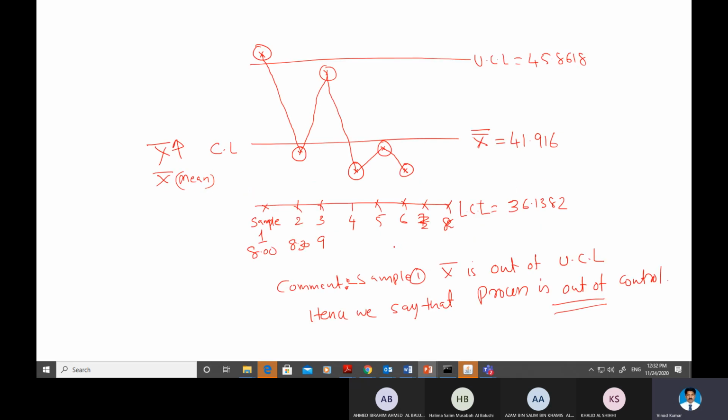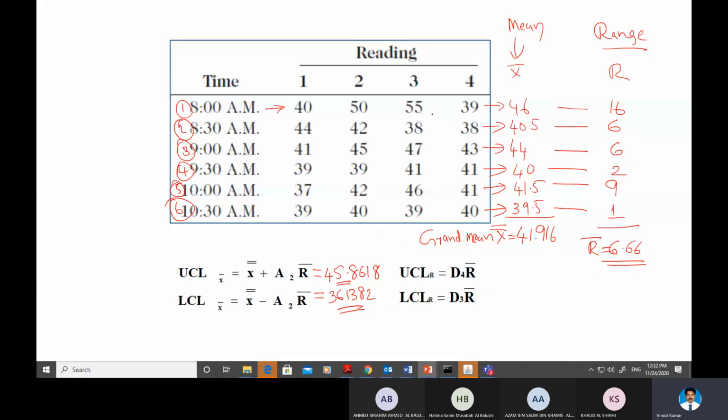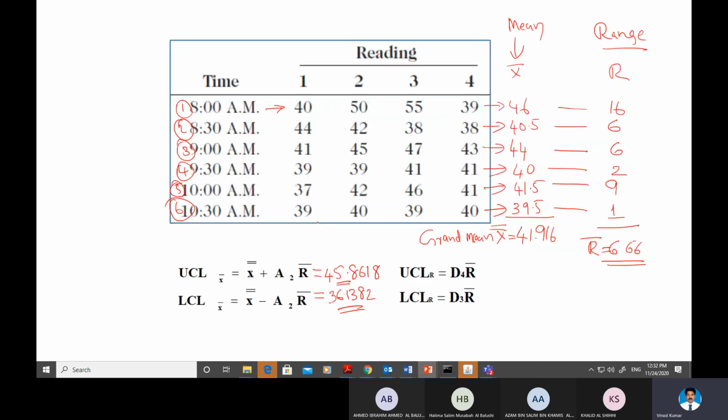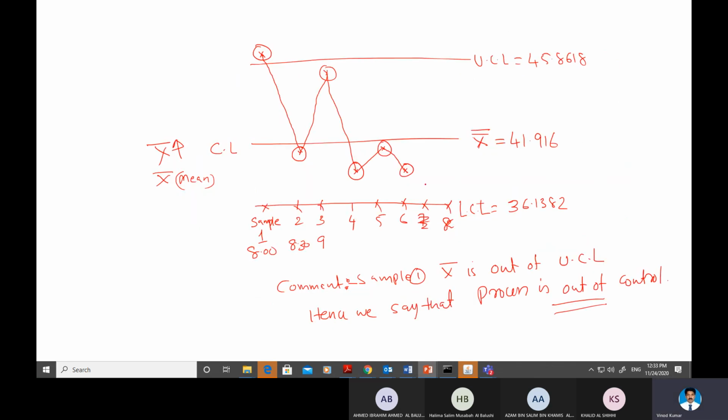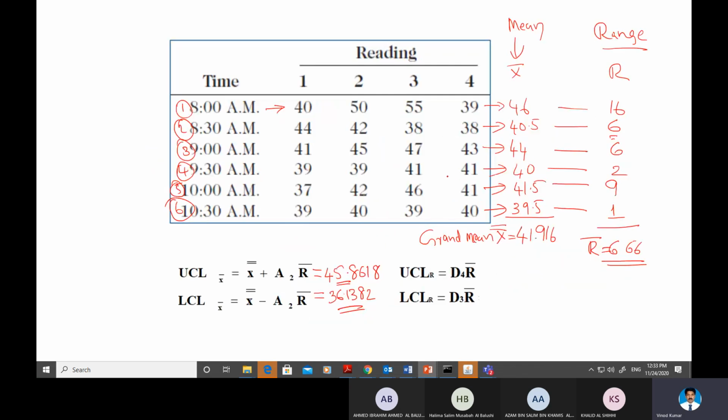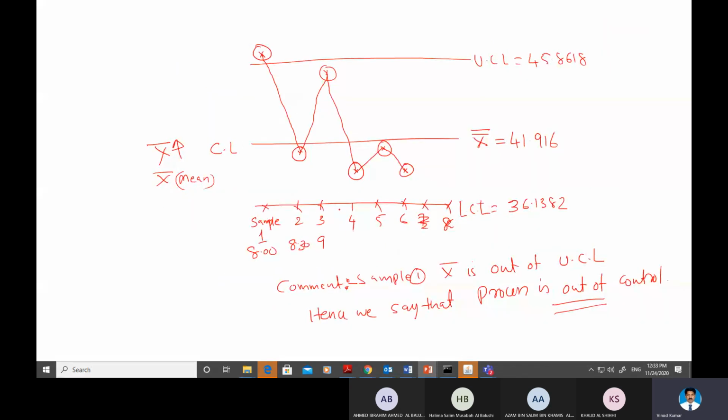Let us go back and see what the range value for 1 is. 1 is 16. Look at that. 1 is 16, which is again out of the control limit. Range 2 is 6. The second sample range is 6 here. So we go here, 2 is 6, just below here. And then 3. 3 is again 6.